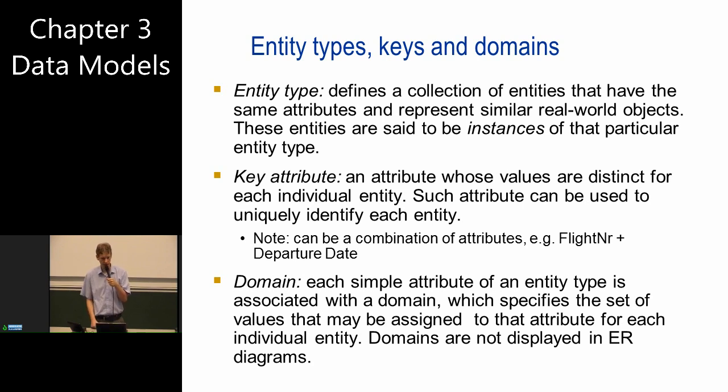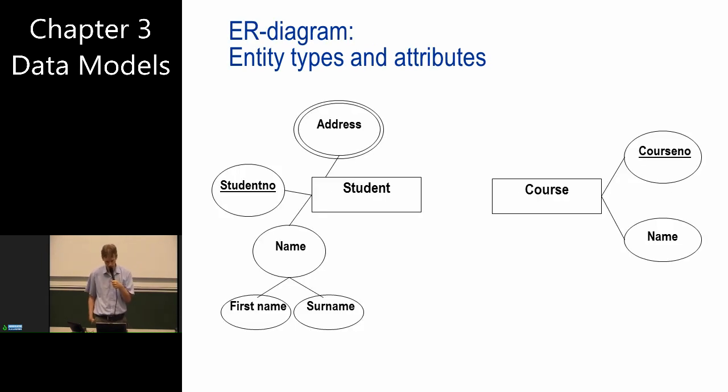You can have a domain for email address. Email address means that you have a set of characters followed by an @ sign, followed by a set of characters, followed by a dot, and ending in com, be, whatever. So a domain is going to specify the set of admissible values for a particular attribute, and it's typically not represented in an ER model.